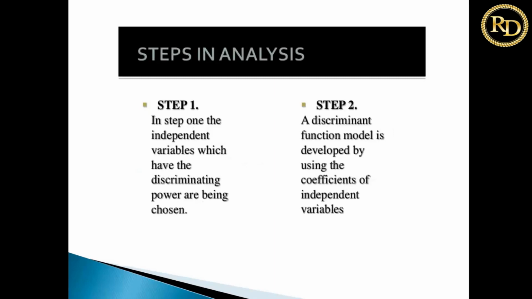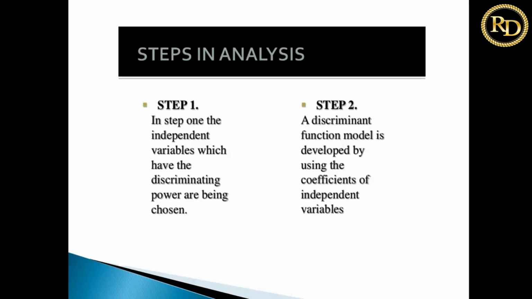So what do we do for the discriminant analysis in SPSS? There are 3-4 steps to carry out the analysis in SPSS. In step one, the independent variables which have discriminatory power are chosen, and those which are not having impact, not having discriminatory power, we remove from the analysis, and we consider only the independent variables which have some discriminatory power.